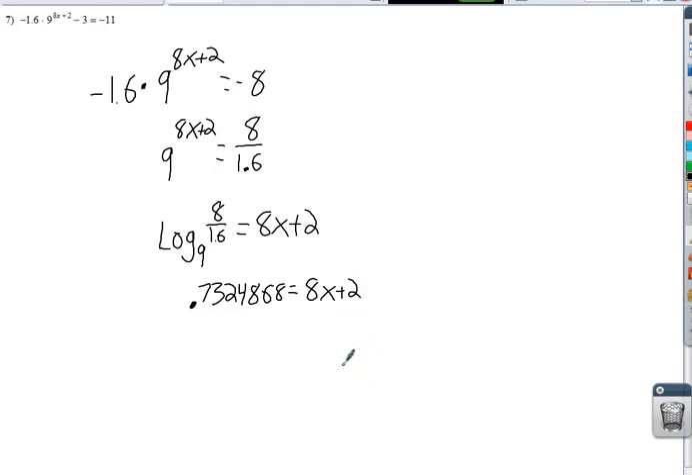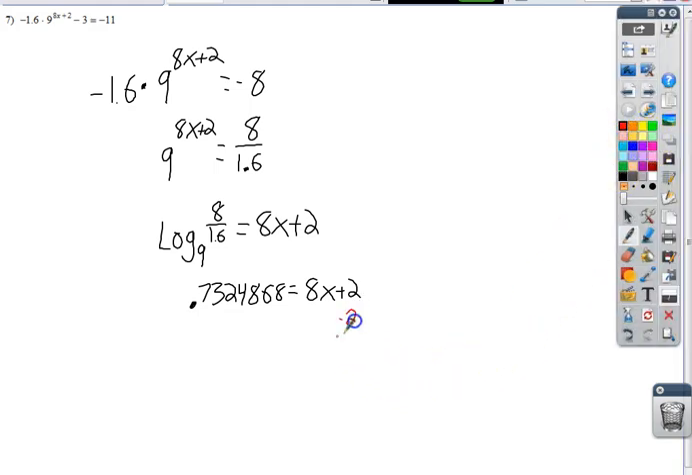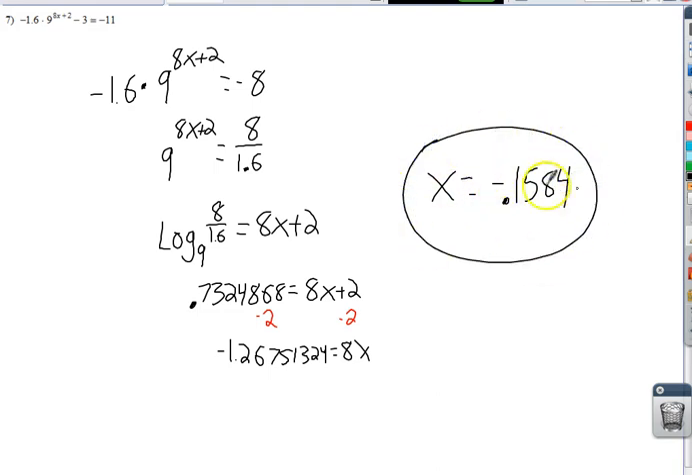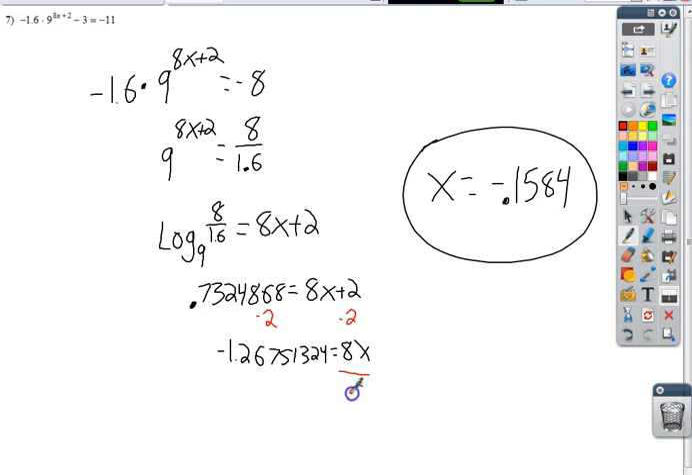Now how do I solve here? Well, I'm going to subtract 2 from both sides. Because driving matters. Now, when I subtract 2 from both sides, I end up getting negative 1.26751324. Again, I'm not rounding in the middle. Divide by 8 here, and I get x equal to, this is where I want to round, negative 0.1584. Circle it and be done with it. Again, here I divided by 8 in case you were wondering.